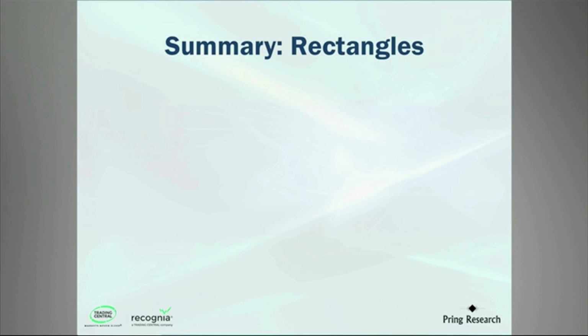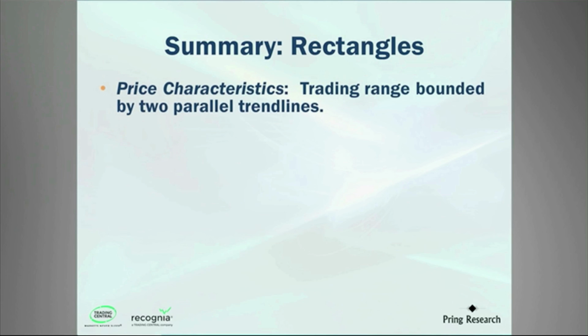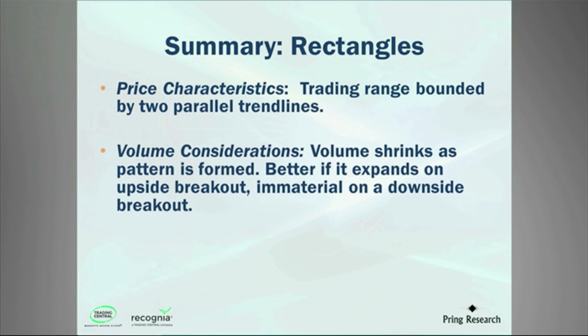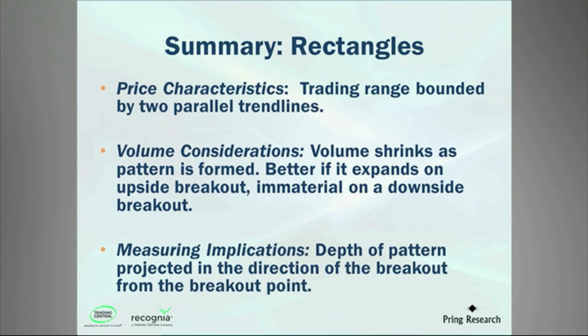Summary for rectangles. Price characteristics: a trading range bounded by two parallel trend lines. Volume characteristics: volume shrinks as the pattern is formed. Better if it expands on the upside breakout. Immaterial on a downside breakout. Measuring implications: depth of the pattern projected in the direction of the breakout from the breakout point.